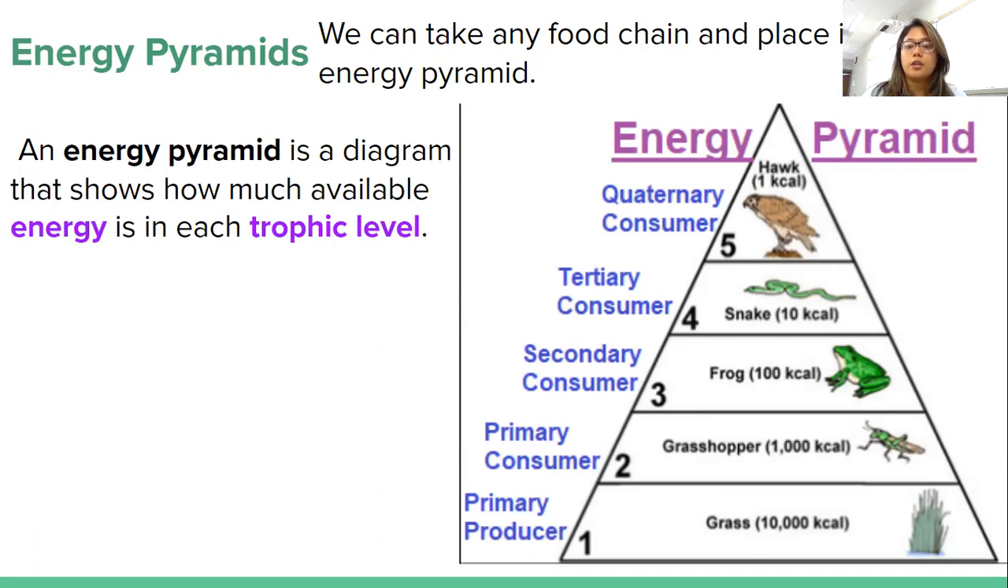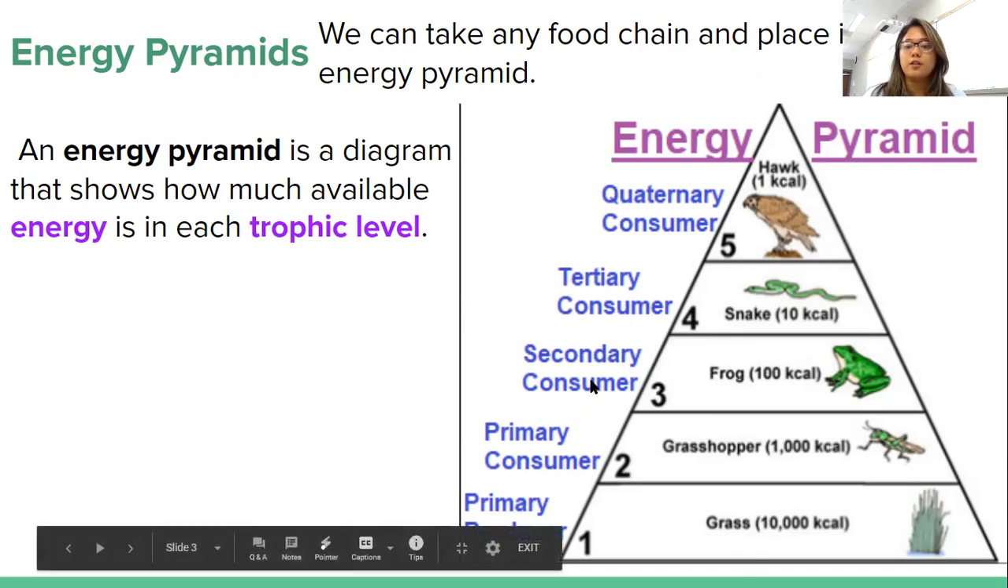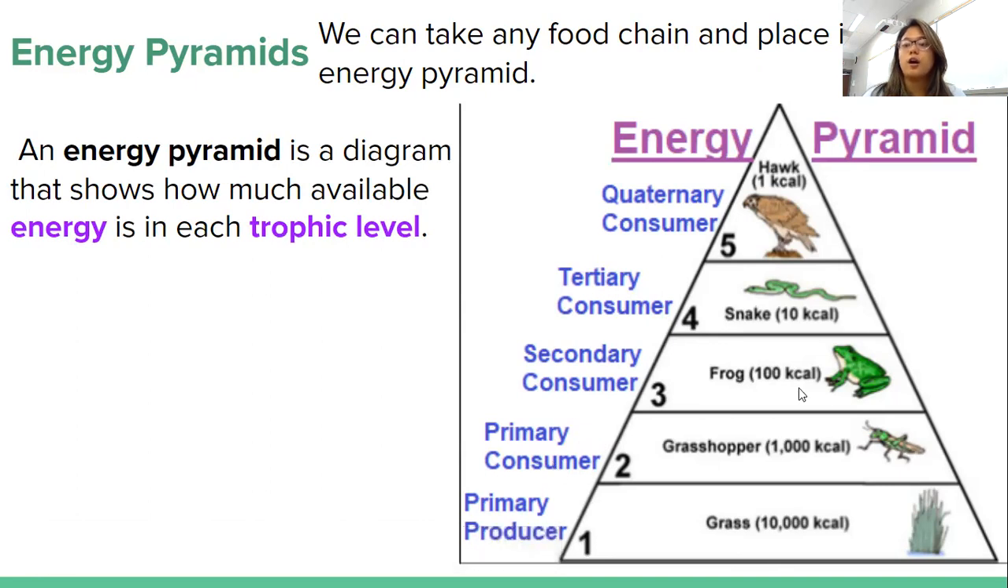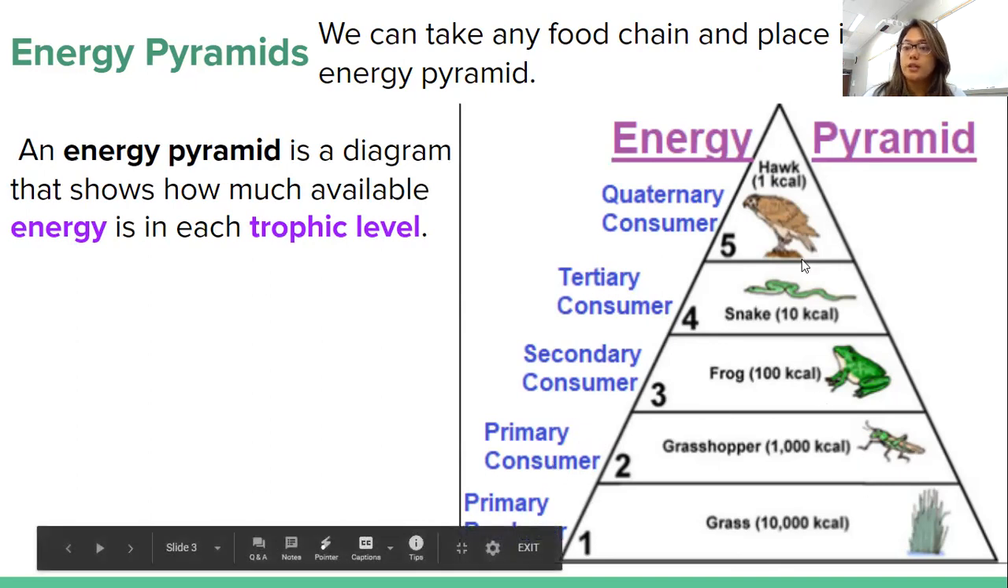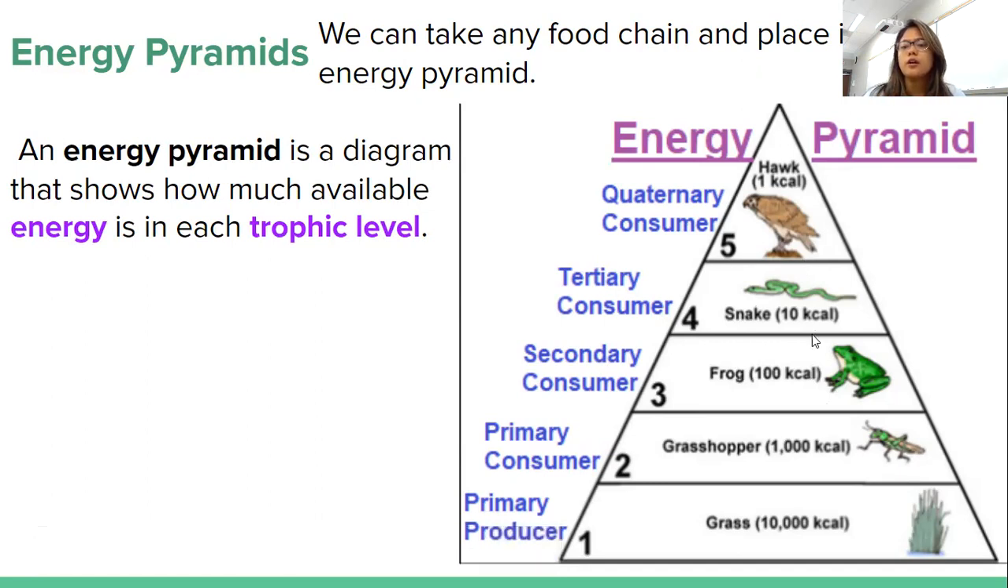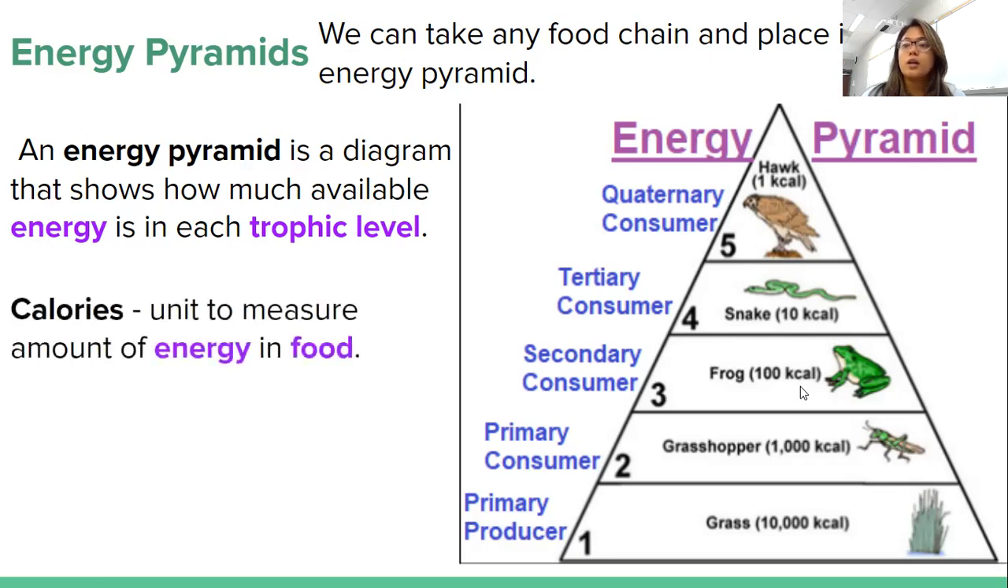So this energy pyramid here shows the different trophic levels, okay, the names: primary producer, primary consumer, and so on. It shows the different organisms that are in each level. And then also here, it shows these numbers and it has kcal in it. Well, calories represent the unit that we use to measure how much energy is in our food. So kcal just means kilocalories. So it's a big amount of energy we're taking a look at.